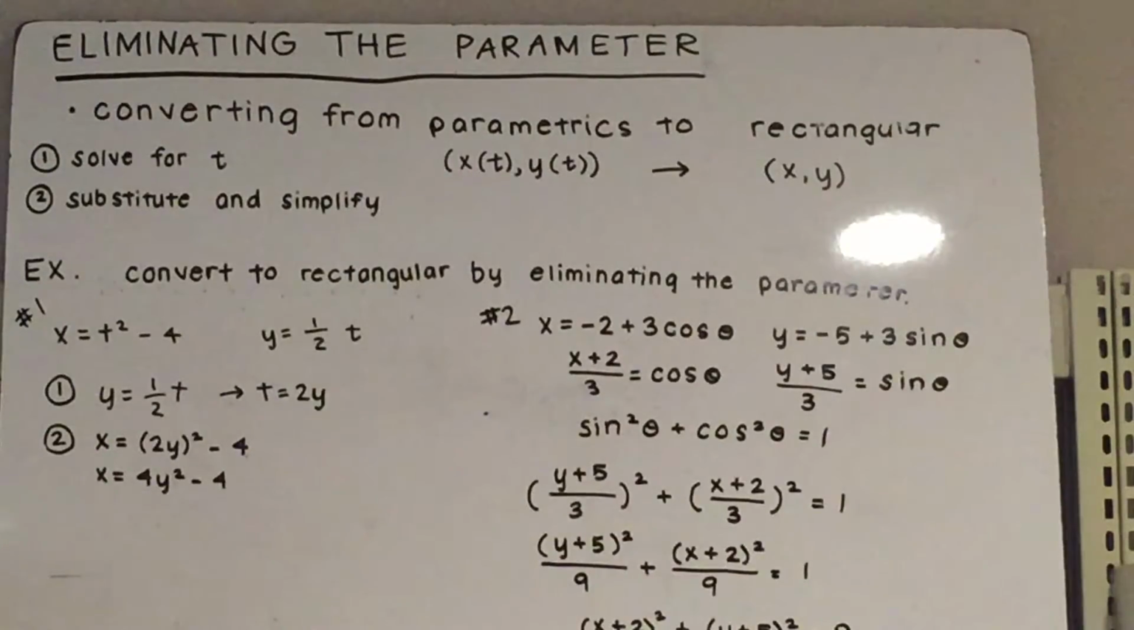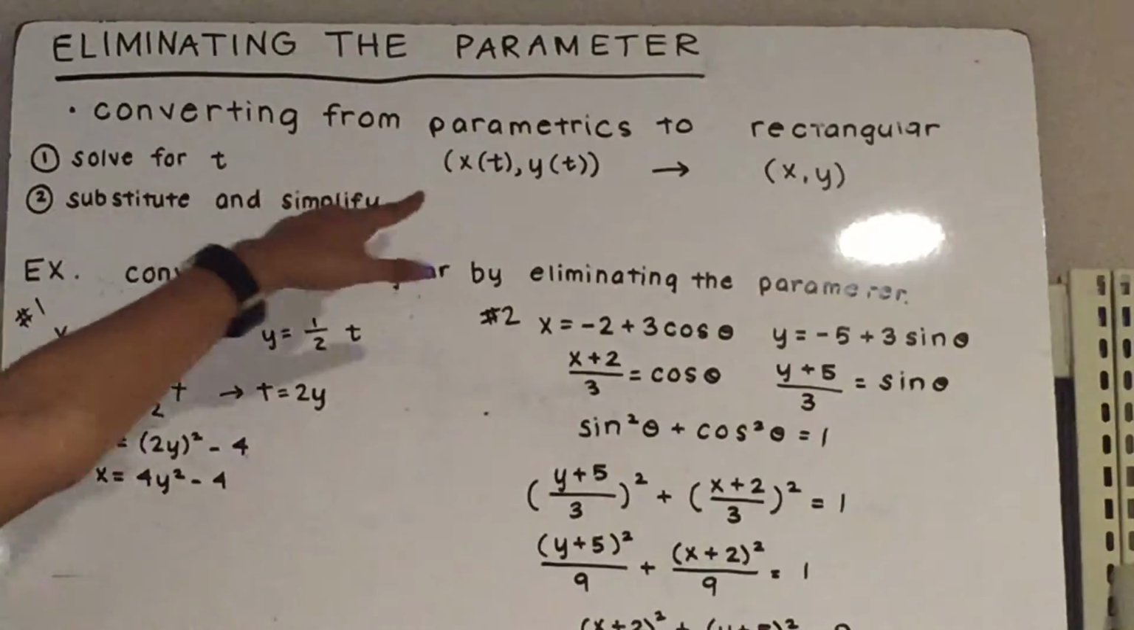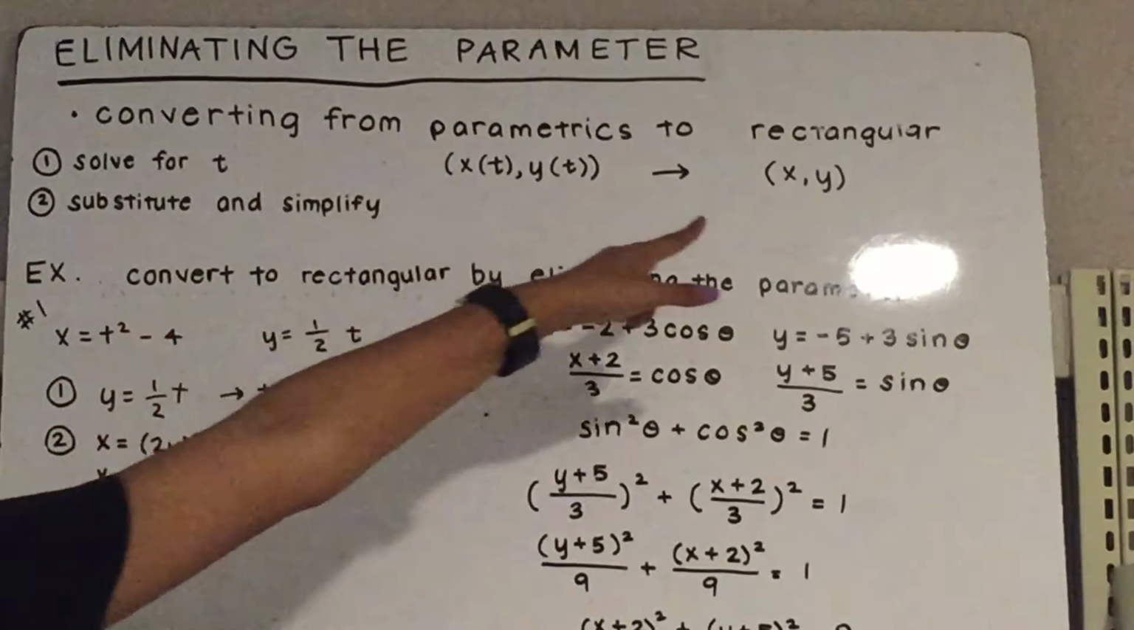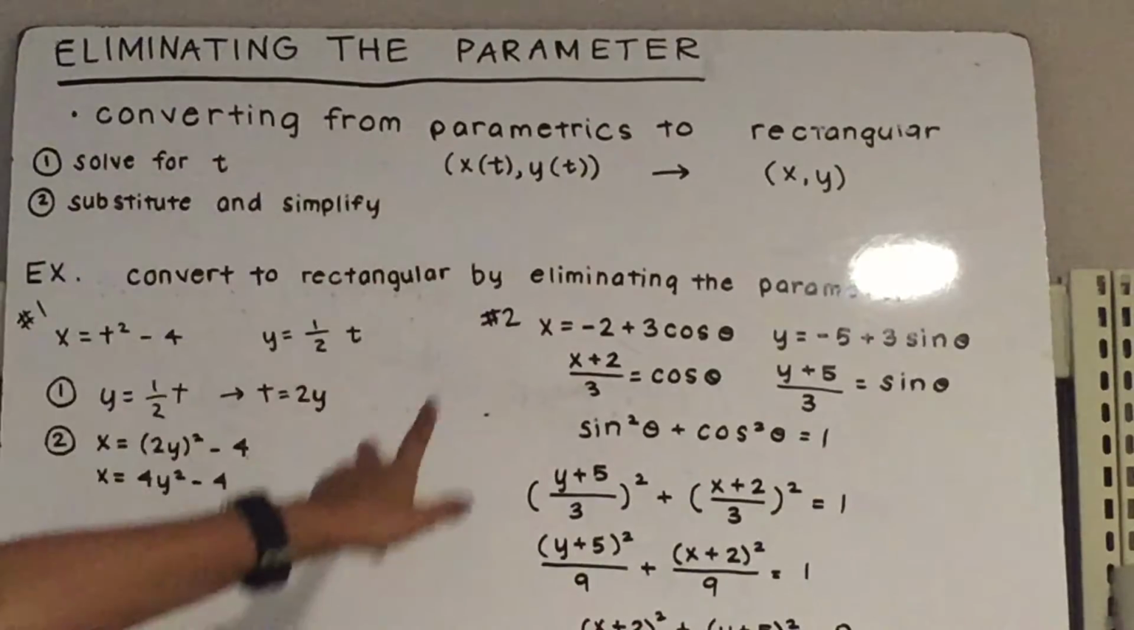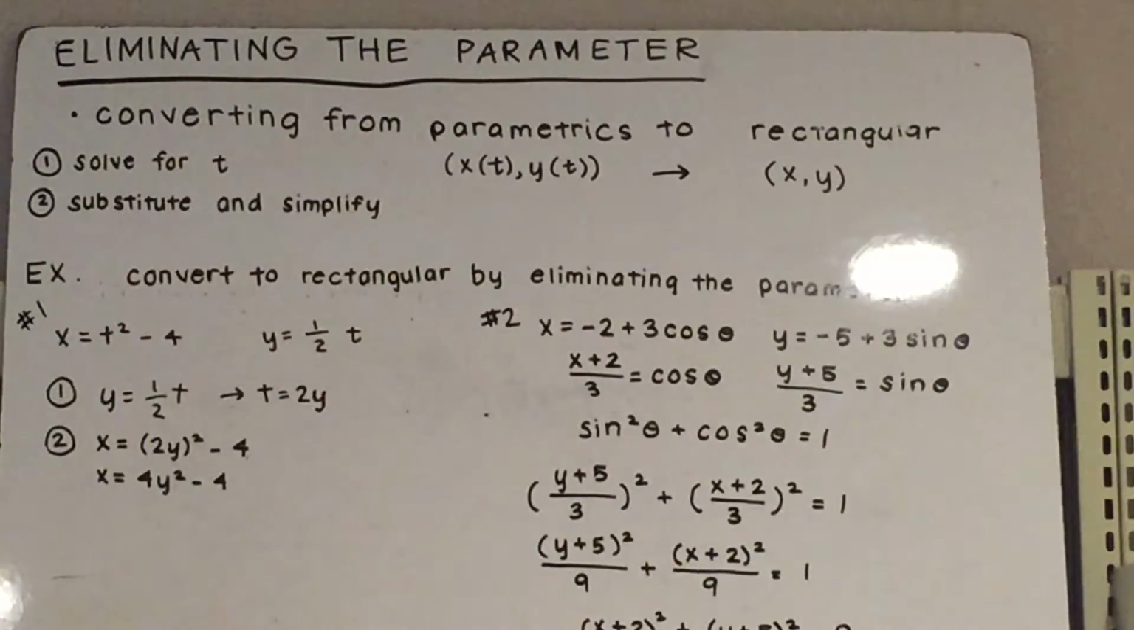All right, so now we're going to talk about eliminating the parameter. And all that means is converting from the parametric form to the rectangular form. So that means converting from x of t and y of t to x and y. And so the two steps you're going to use to figure this out are solving for t and then substituting and simplifying. So I wrote out the directions for both examples here, and it says convert to rectangular form by eliminating the parameter. In this case it'd be t, but in this case, it's theta, but we'll get to that later.